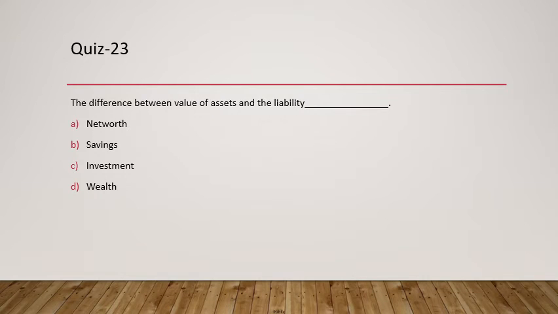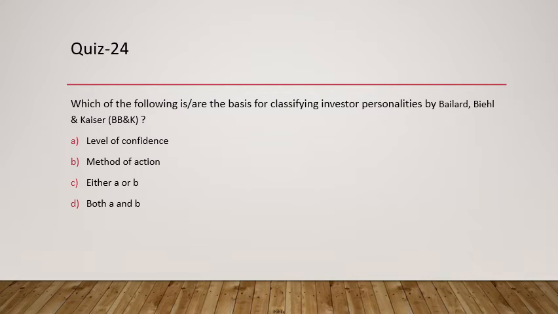The difference between value of assets and the liability for an individual. We all know it cannot be savings. Savings is the difference between income and expense. It cannot be investments, because investments are a part of savings that you put for productive purposes. Wealth also cannot be the answer. So obviously, the simplest possible answer is net worth. So we move on to question 24.